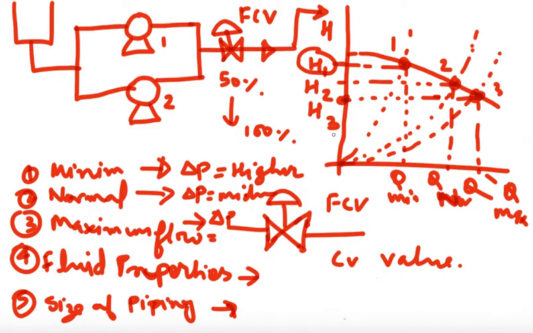So while doing the hydraulic calculation for FCV, we need to check the available delta P for FCV at different flow rates. At higher flow rate, the available delta P will be minimum for FCV.